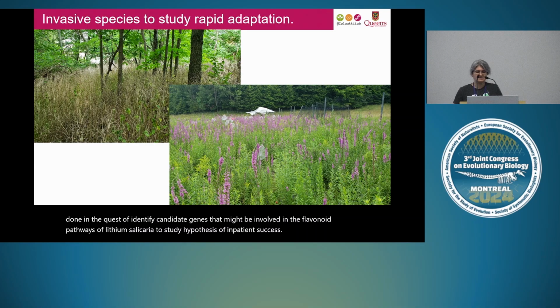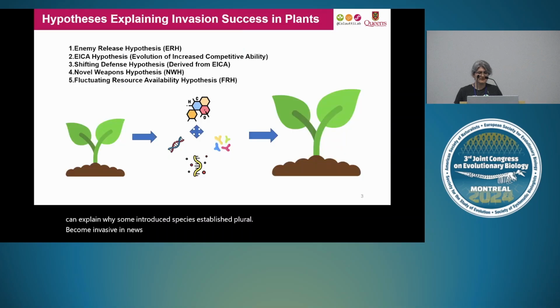Climate change is exacerbating environmental stress, leading to rapid evolutionary adaptations in species. Introduced species are present in biogeographic regions where they did not evolve and to which they might be poorly adapted, encountering a suite of novel stresses and selection pressures. Introduced populations have higher potential for rapid adaptation, which can explain why some introduced species establish, proliferate, and become invasive in new environments. There are several hypotheses to explain plant invasion success, and here are some of them.